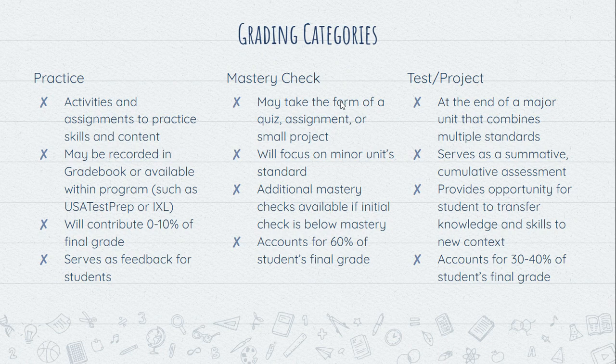Since mastery checks are our true measure of where your student is in mastering that grade level standard, the mastery checks account for 60% of your student's final grade. Lastly, we have tests and projects that come at the end of a major unit that combines multiple standards together. This assessment will serve as a summative, cumulative assessment of your student's learning and provides an opportunity for students to transfer knowledge and skills to new contexts. The test and project grade account for 30 to 40% of your student's final grade.